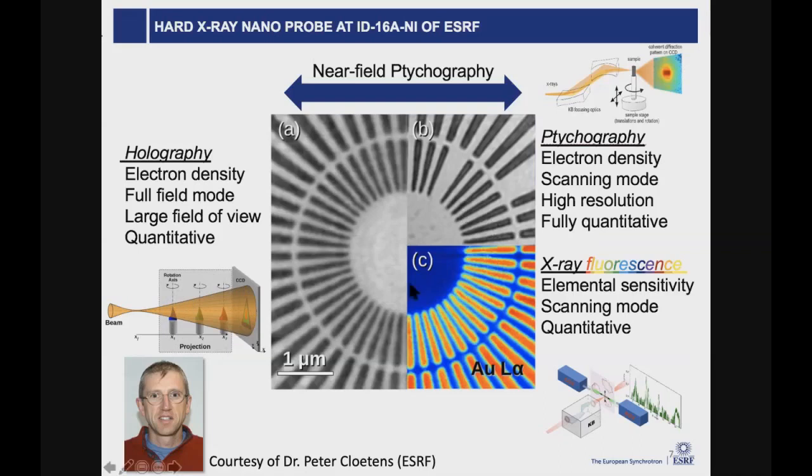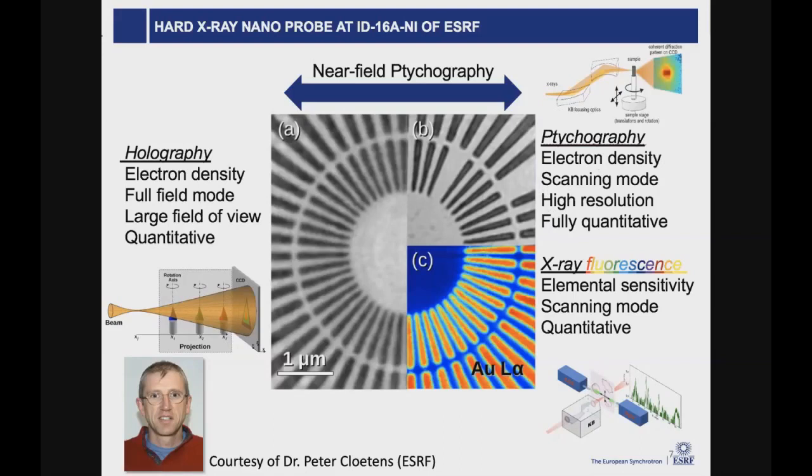If we put the sample at the focal point, we can collect the fluorescence signal, which gives us sensitivity to the elemental distribution. Of course, we can also make use of the coherence of the source to perform coherent-based imaging with higher spatial resolution.